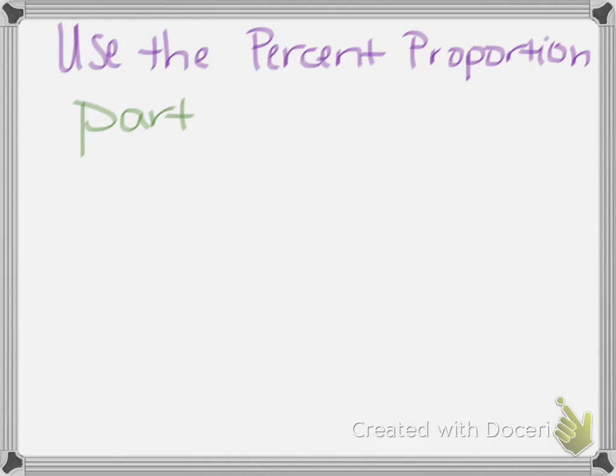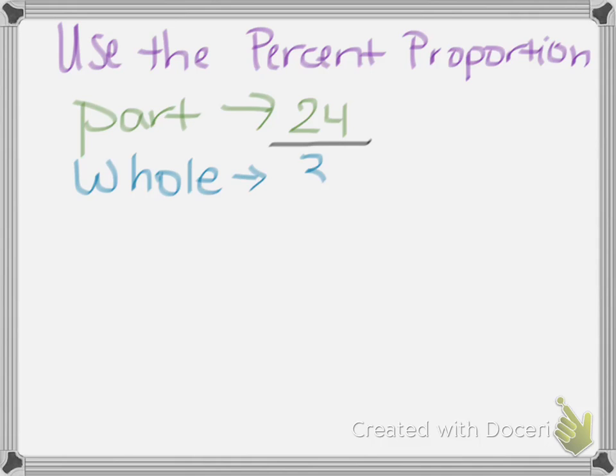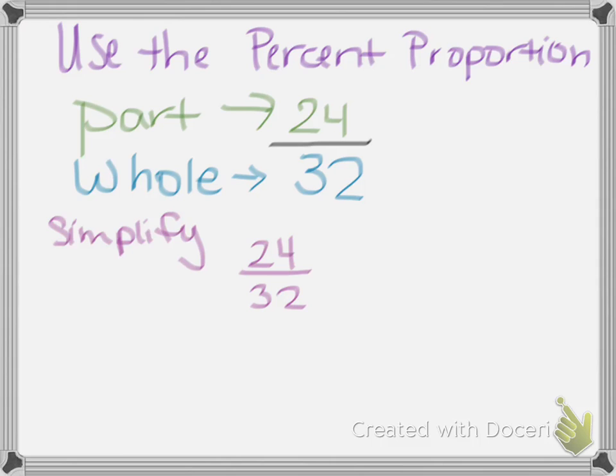All right, in this section, we're going to be using the percent proportion. So it gives you the part, which is 24, and then it gives you the whole, which is 32. Now, this is much easier. In the book, it says 24 over 32 is equal to 75 over 100. It's not exactly easy to see that relationship when the numbers aren't simplified. So the first thing that I went ahead and did was simplify 24 over 32, and I did that by dividing out the 8. So we end up with 3/4.